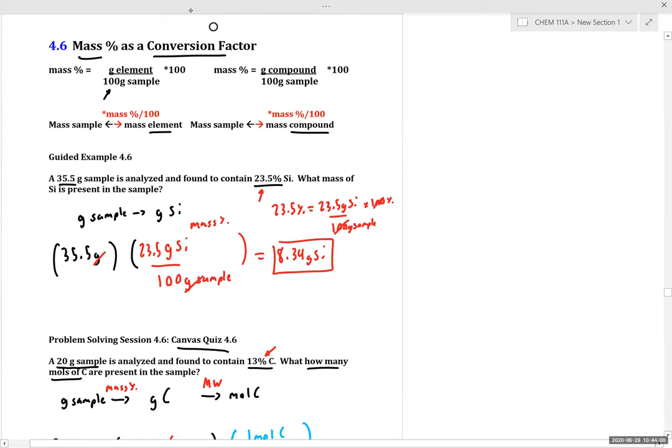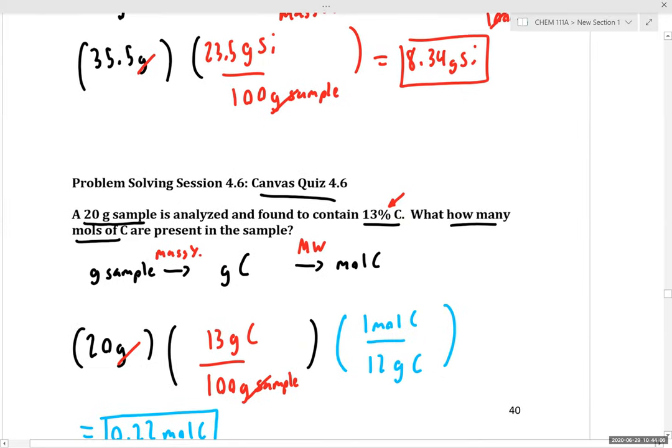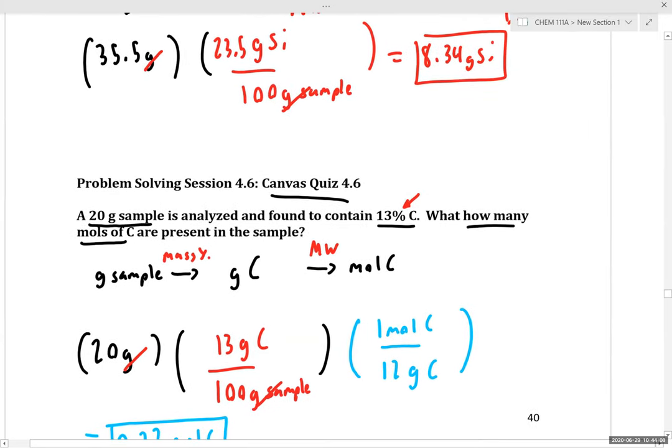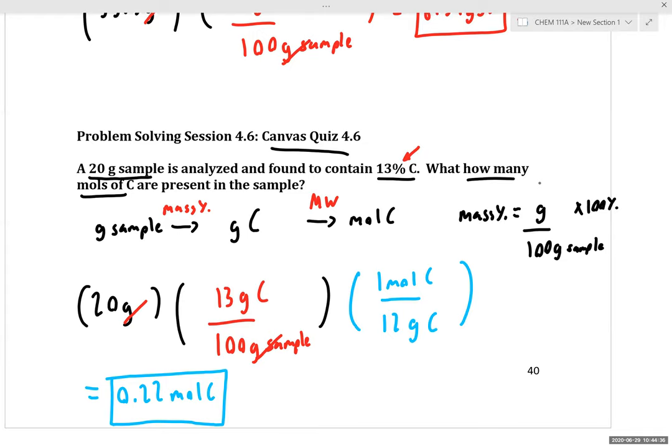Again, just to re-emphasize this idea, the mass percentage is equal to the grams of your component over 100 grams of sample. That's one way you can think about mass percentage as a conversion factor. It's very useful since it allows you to do these one-line unit conversions. Any questions on this example?